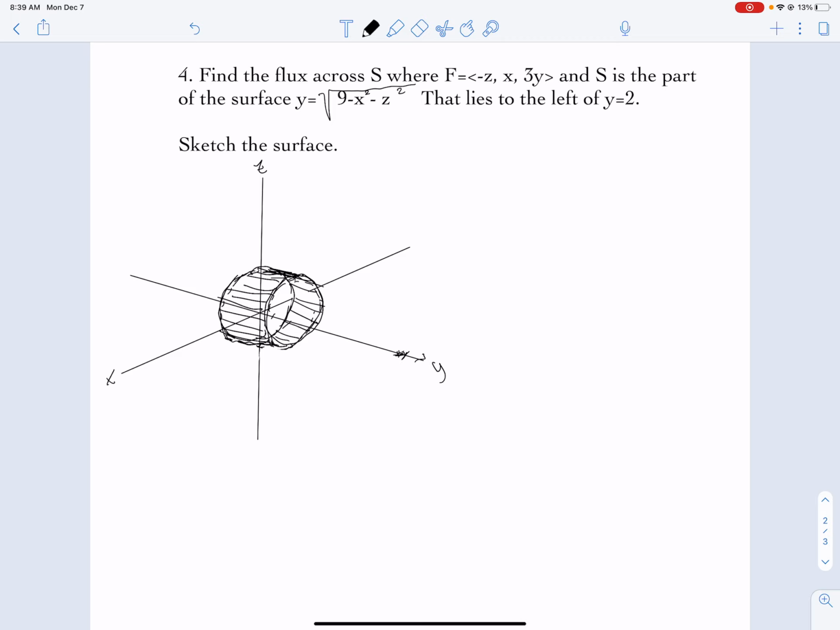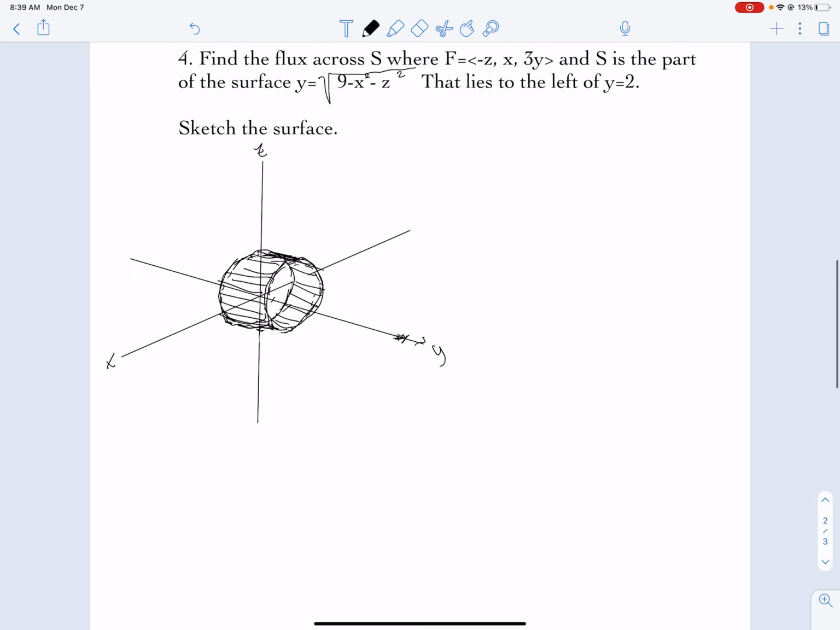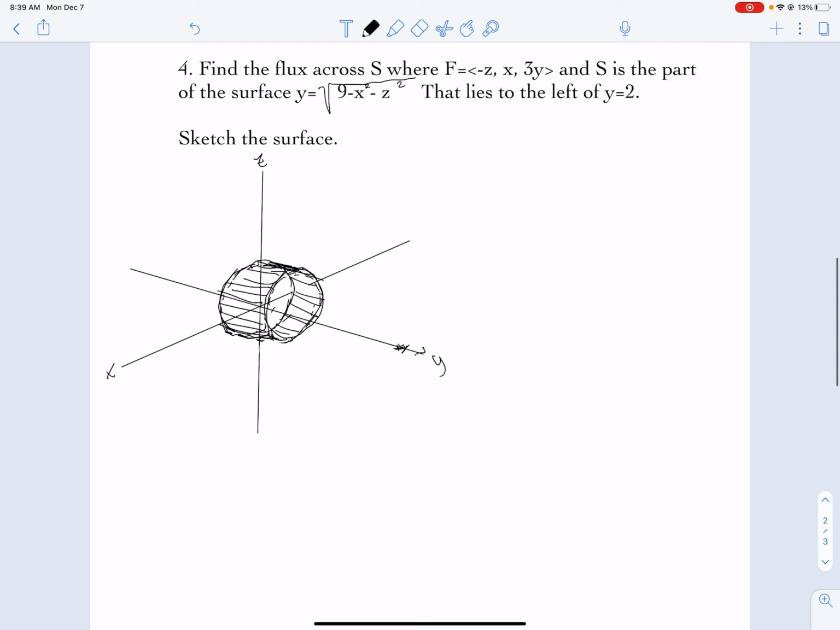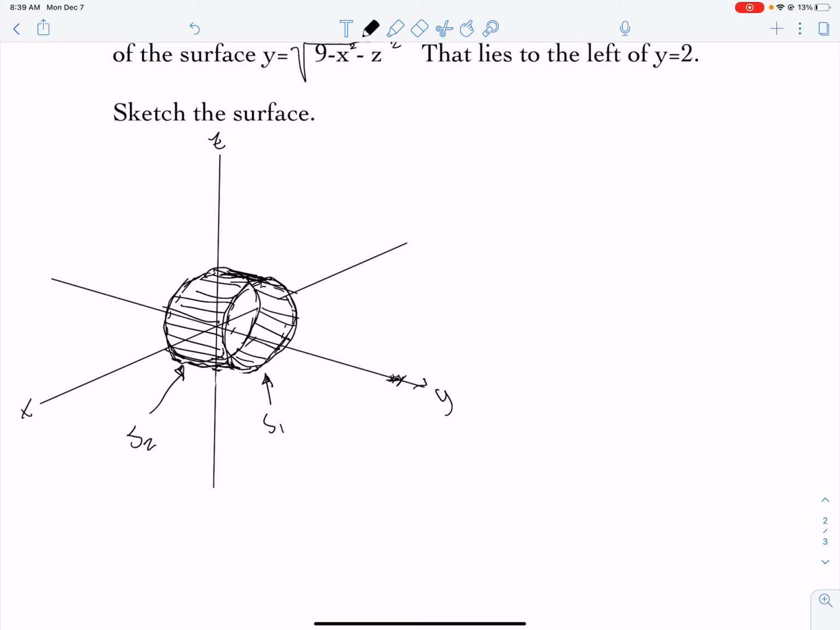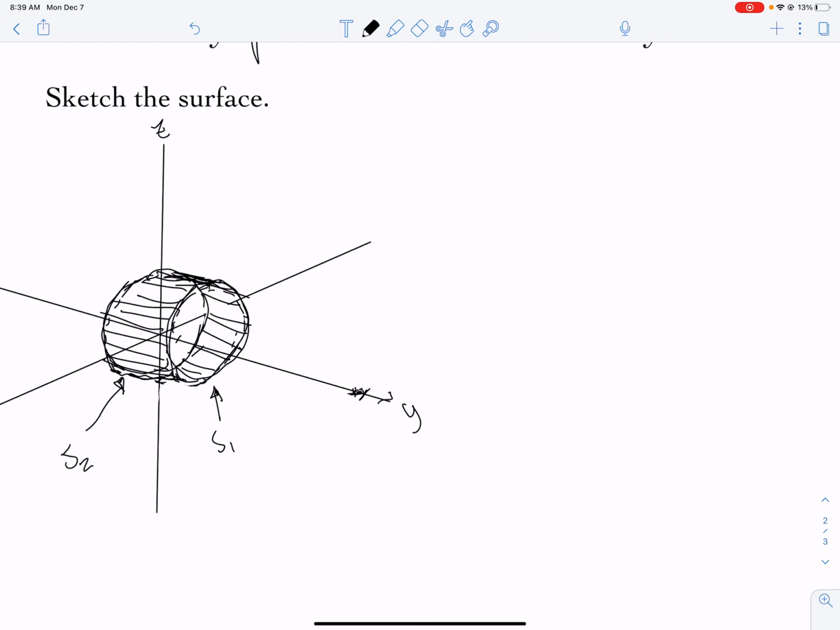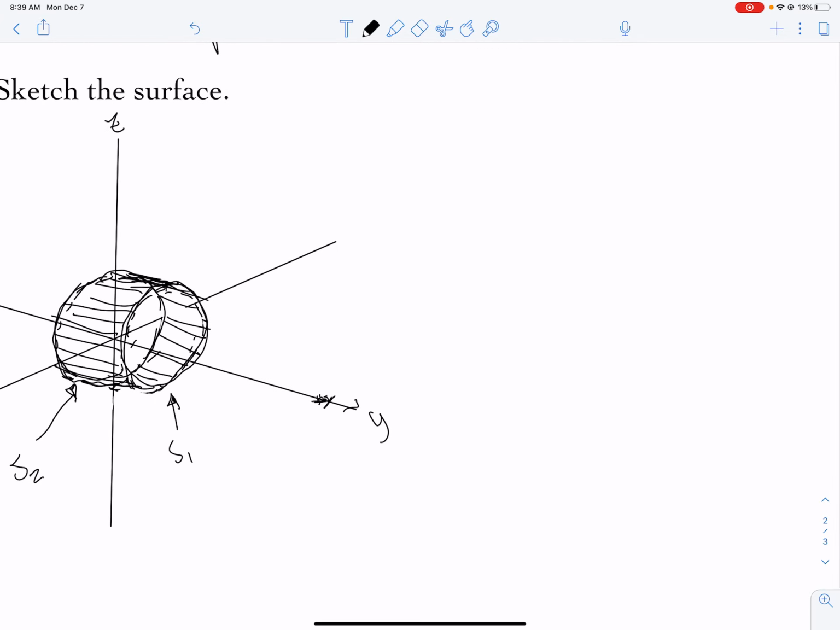So, not really drawn to scale very well, but this is vaguely what we're looking at. We're going to separate this into 2 different surfaces: y equals 2 as our surface 1, and y equals the square root as our second surface. Now to find the flux, we're going to have to solve using f dot del g and adding both surface 1 and 2 together to find the flux.